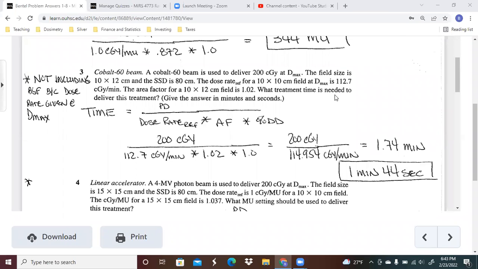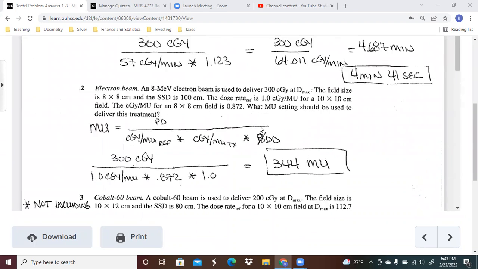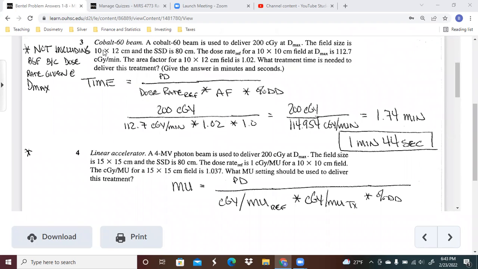This video is going to be over the dose calculation at depth of maximum dose, except here, rather than discuss problems 1 and 2, we're going to be going over 3 and 4. This is for the Cobalt 60 beam as well as a linear accelerator. These problems are from Bentel, chapter 4, I believe. So if you want to cross-reference that with the material, that's where it would come from.